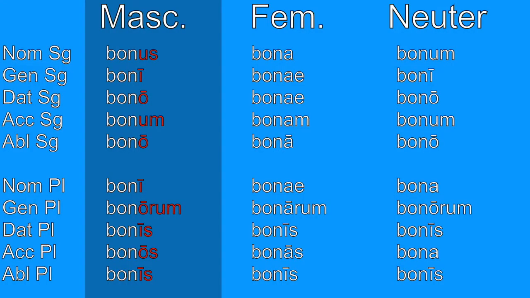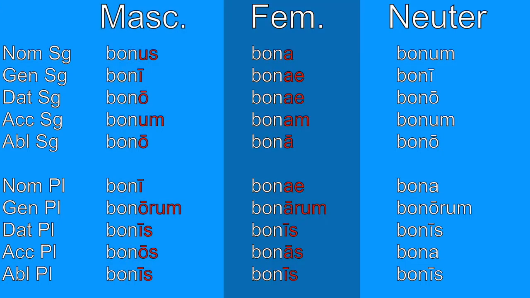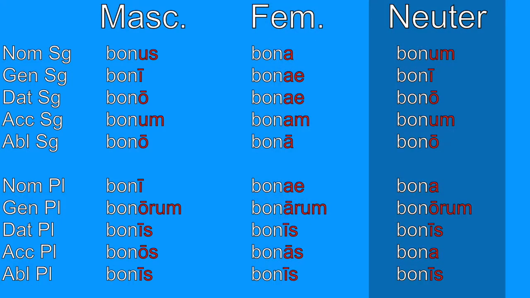Notice the masculine column is the first column. That pattern is us, i, o, um, e; i, orum, is, os, is. Well, we've seen that before. It's second declension. And the second column, the feminine column, follows a, ae, ae, am, a; ae, arum, is, as, is. Well, we've seen that before. That's first declension. And the third column, um, i, o, um, o; a, orum, is, a, is. Well, that's just the second declension neuter.